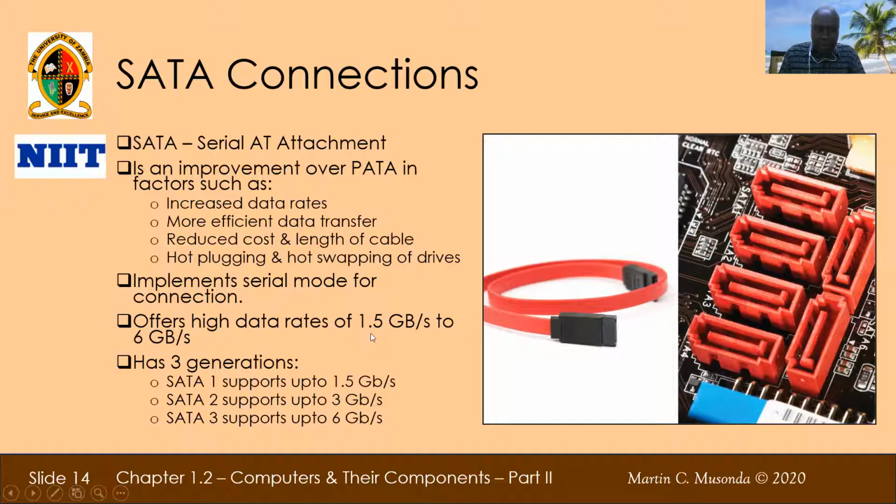The data speeds for SATA drives are in the range of about 1.5 gigabits per second to about 6 gigabits per second. SATA drives come in 3 generations. The first one had a speed of about 1.5 gigabits per second. With improvement in technology, that was doubled, and that was called SATA 2. SATA 3 is the current one that we're using, which has data speeds of around 6 gigabits per second.